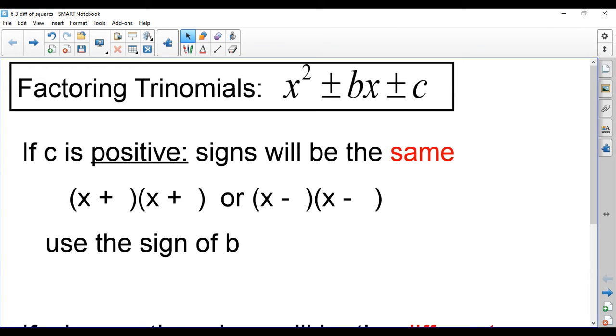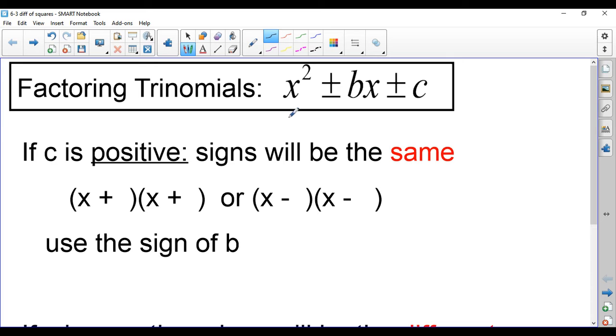Today, we're going to look at one more type of factoring, which is called factoring a difference of squares. Just to summarize what we've been doing over the past probably 2 weeks, we've been factoring trinomials where they're always in the form x squared plus or minus b times x plus or minus c. And these signs changed all the time.